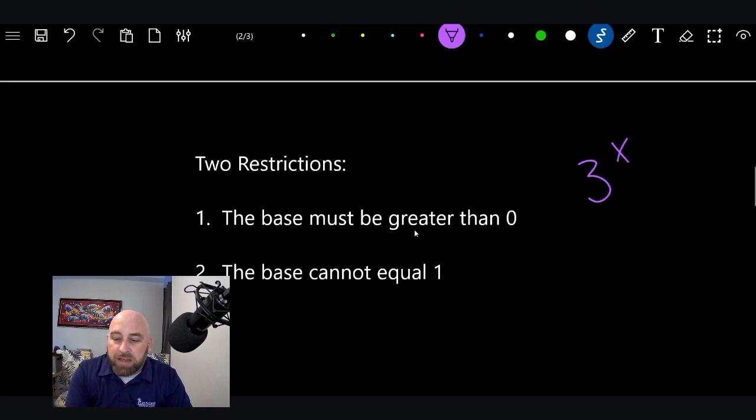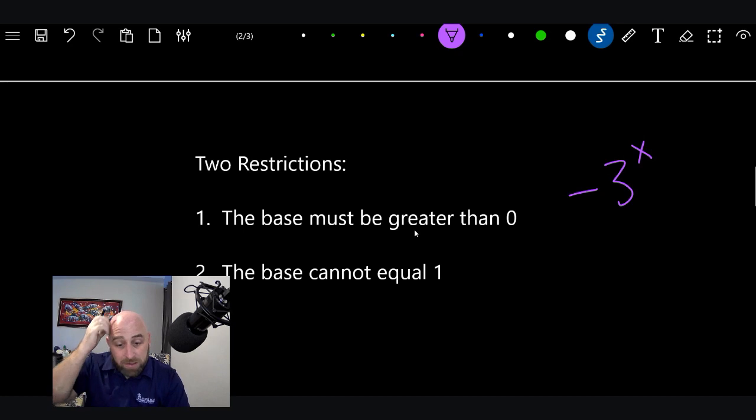3 to the x, okay? This is the base right here. That base must be greater than 0. What do I mean by that? Well, it can't be negative. I can't have negative 3 to the x. We're not going to be dealing with things that are negative.